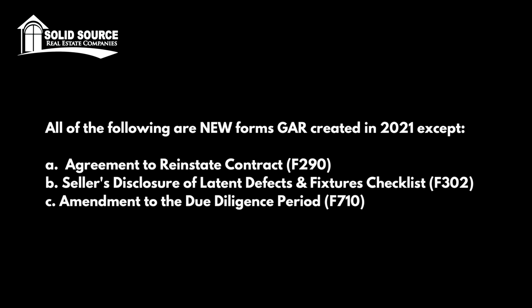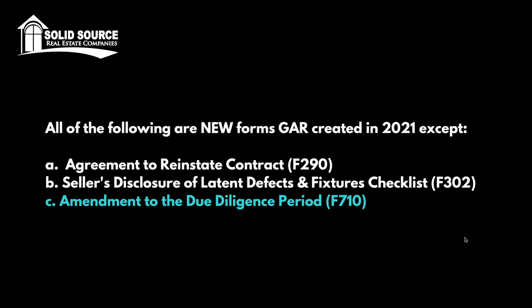All of the following are new forms that GAR created in 2021, except which one of the following? A, agreement to reinstate contract; B, seller's disclosure of latent defects and fixtures checklist; C, amendment to due diligence period. So all of these are forms that exist, but all of them are new forms for 2021, except which one? If you guessed C, you are correct.